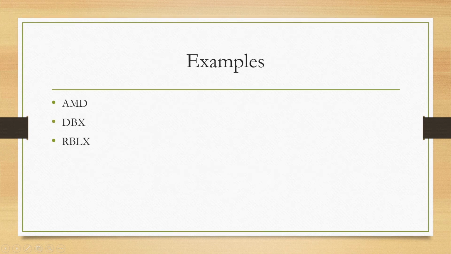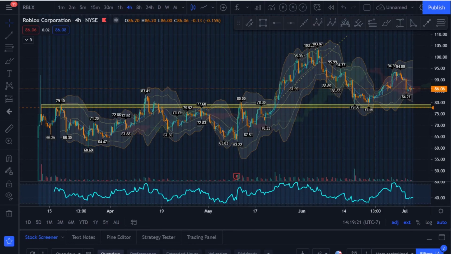So the three examples that I'm going to show you are AMD, DBX, which is Dropbox, and Roblox. The first one I'm going to show you is Roblox, which is RBLX here. It's a relatively new stock. It had its IPO on March 10th of this year. So it hasn't even been around for a year yet, but there's a very clear zone of confluence.